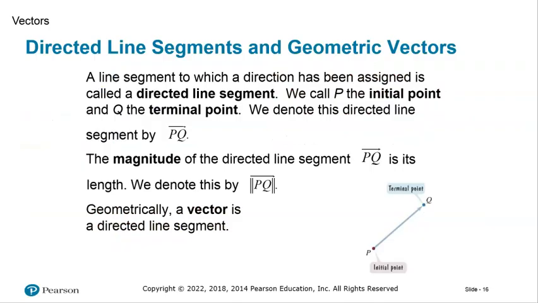A line segment to which a direction has been assigned is called a directed line segment. Fancy name, right? Remember, line segments have a beginning and an end. If you put a direction to it, it's called a directed line segment. We denote this directed line segment by, let me get my pen working, stand by just a second. Notice the notation here. It bothers me just a little bit. I don't know if you remember from geometry, but when you have a line like that, we call that a ray.